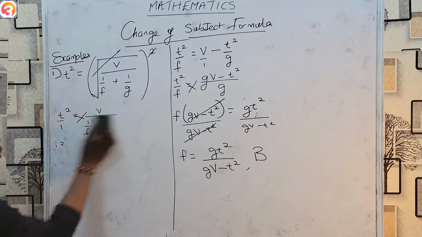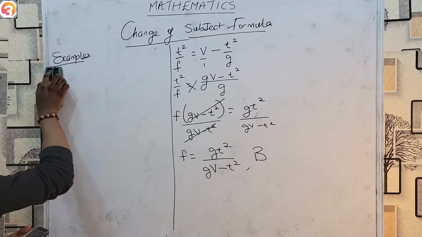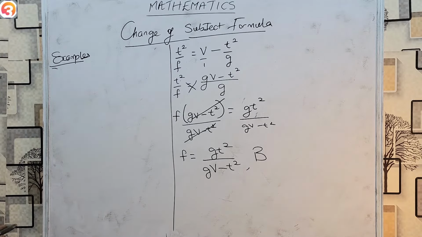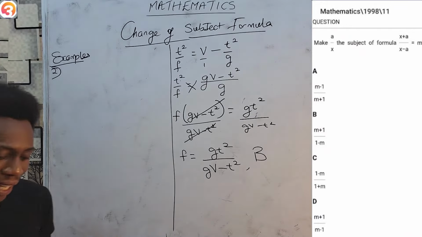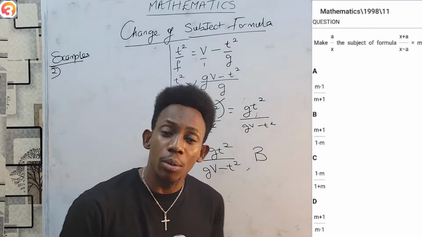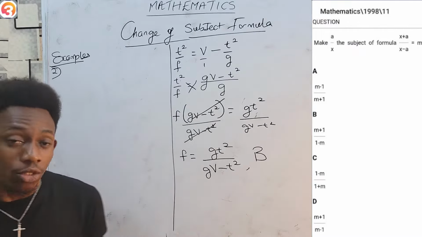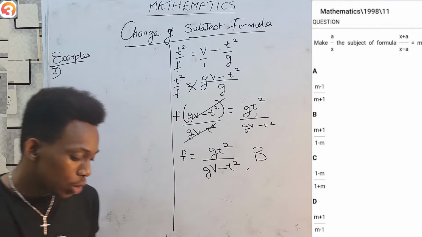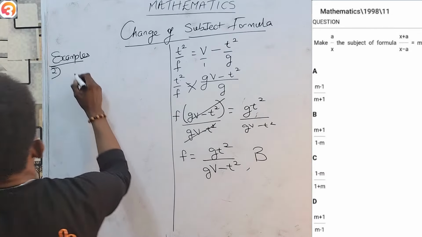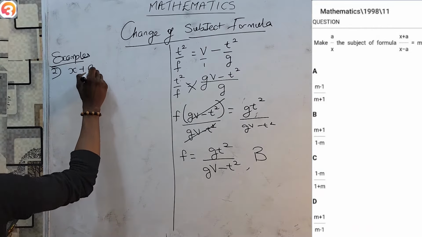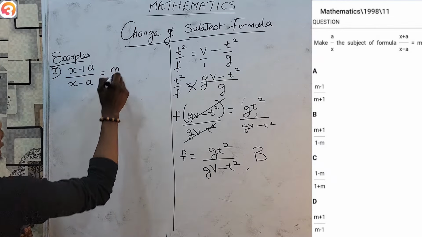This time we go to 1998, question 11. 1998, question number 11. And this one simply says, make a over x. That means now we're not making just one letter, we're making actually one letter over another. We want to make it remain on one side, where that thing should move. So make a over x the subject of the formula. And the formula was x plus a over x minus a equals m.